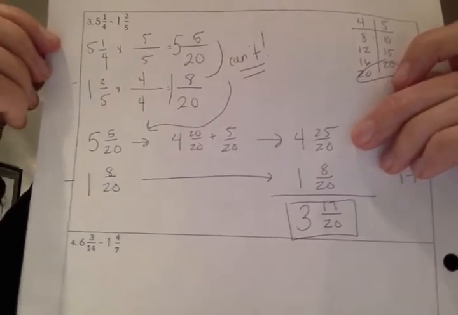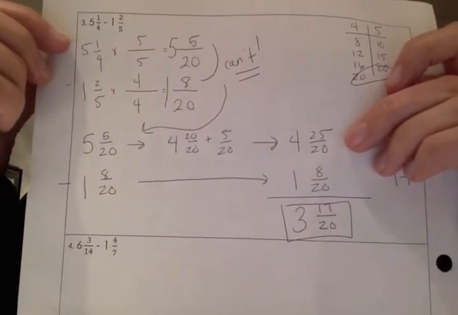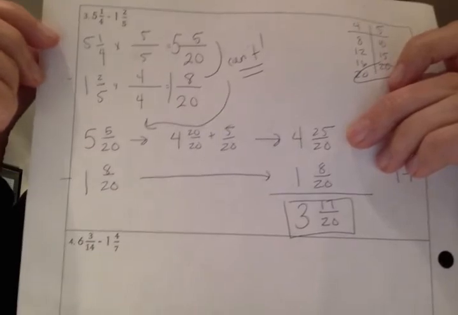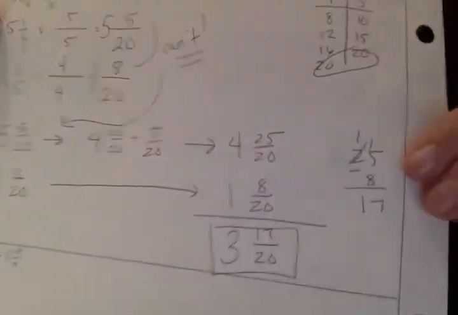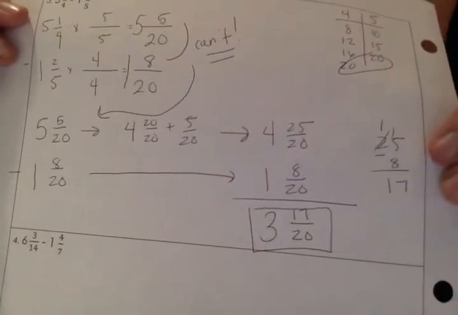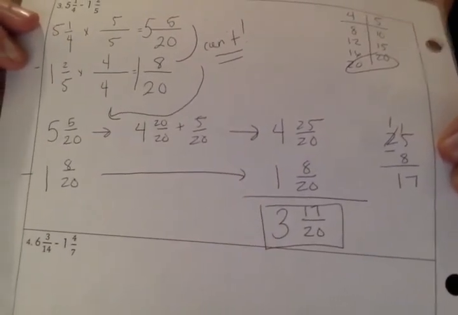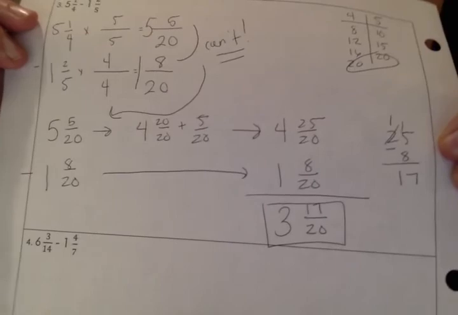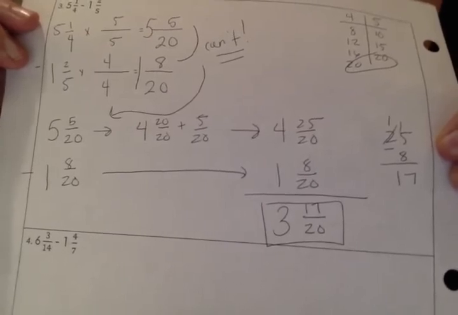And now I'm ready to subtract. I always start with my fractional pieces. 25 minus 8, I did that over here just to be super sure. I got 17. 17/20, and then 4 minus 1 is 3. So my final answer is 3 17/20.